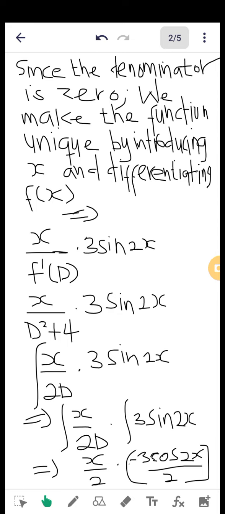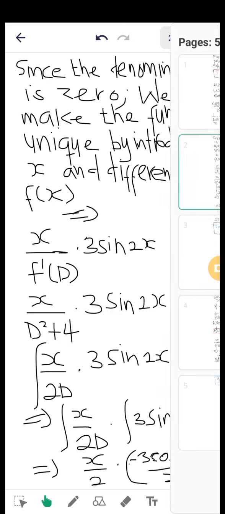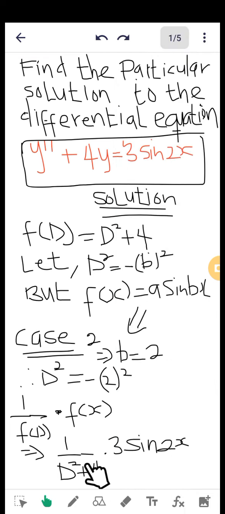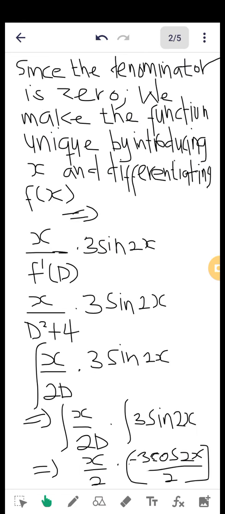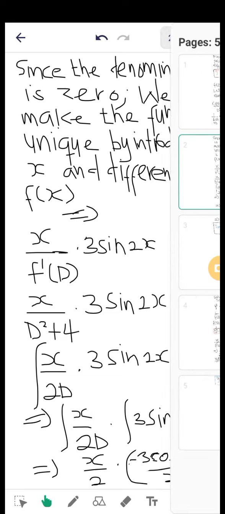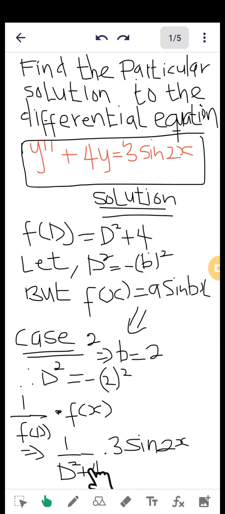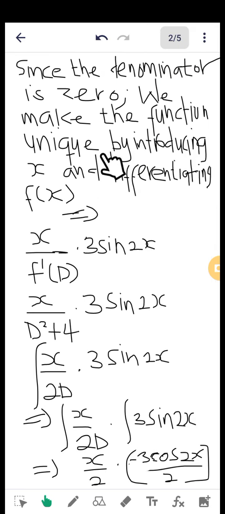Anytime you have such a question and you substitute your value inside D squared plus 4 and you get the denominator to be 0, you introduce a constant, say x, on the numerator. So where it was 1 over D squared plus 4, now our 1 will change to x. We are doing that because we want it to be unique. You get it? We want it to be unique. So we are getting x over f prime.